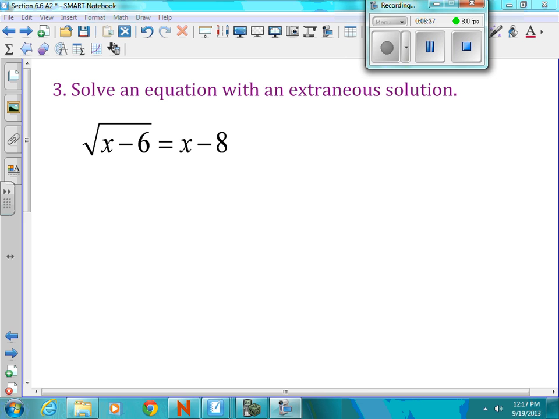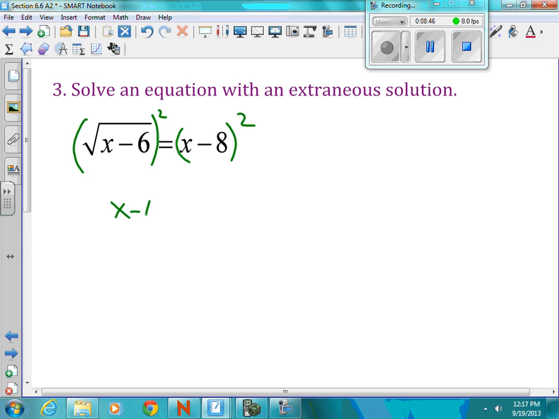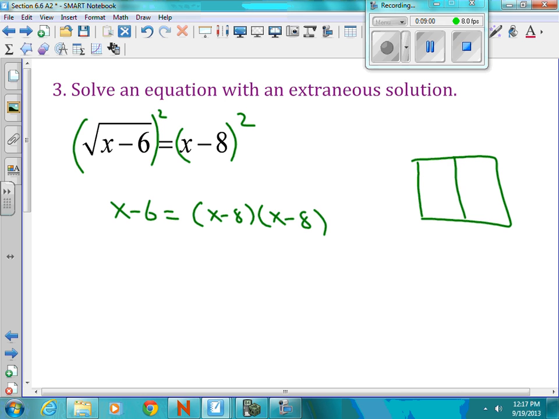So for the square root of x minus 6 equals x minus 8, I'm going to undo this by squaring both sides. And now we can see that this makes it a little more complicated, because on this side, I get x minus 8 squared, which really is x minus 8 times x minus 8. So this is where we may FOIL it off to the side, or we may use a table. I think a lot of us like the table method, so I'm going to go with that.